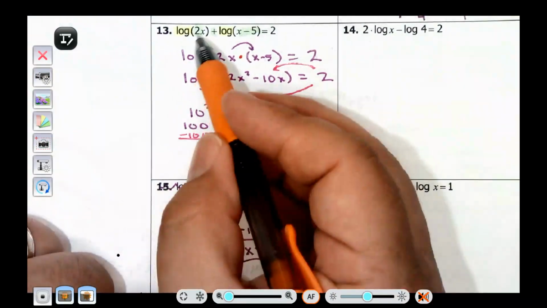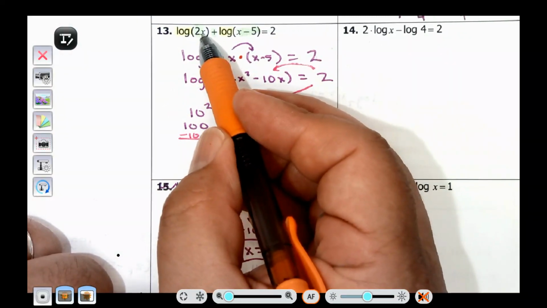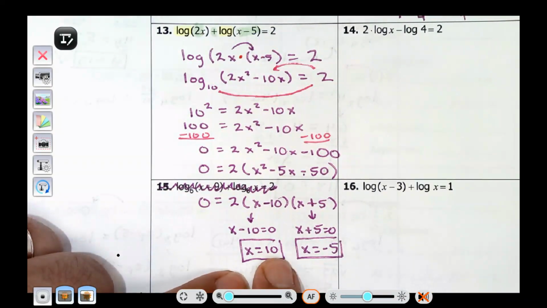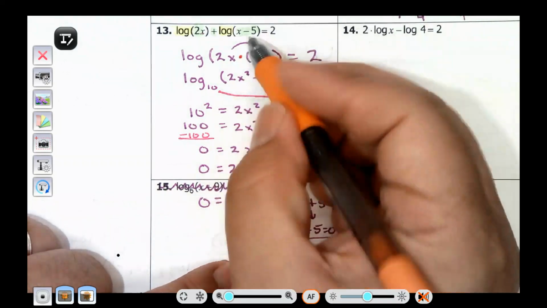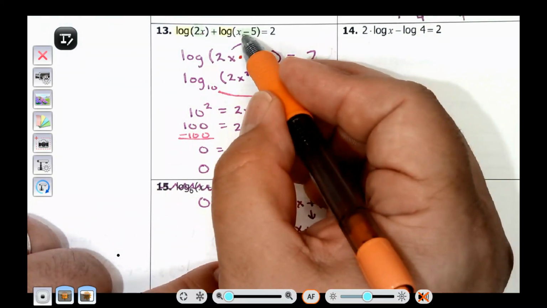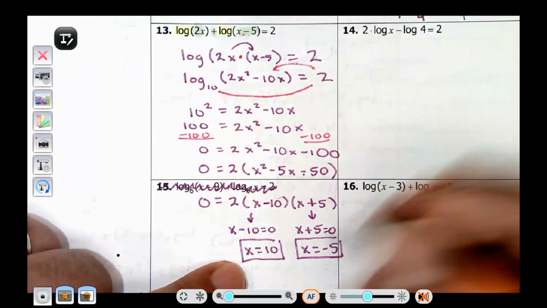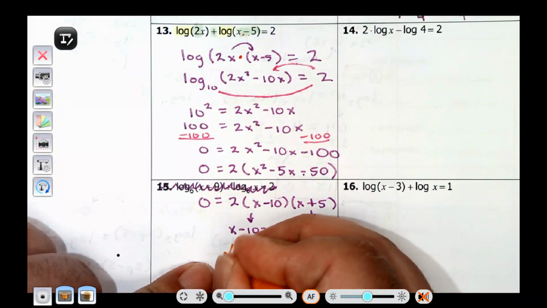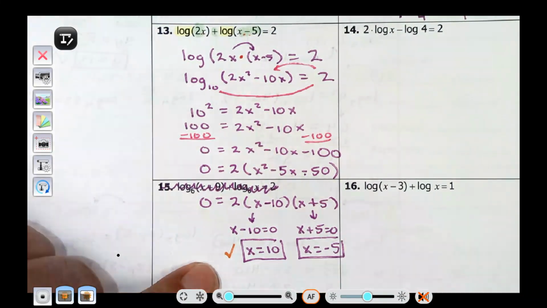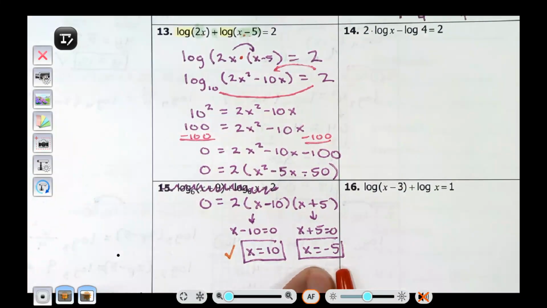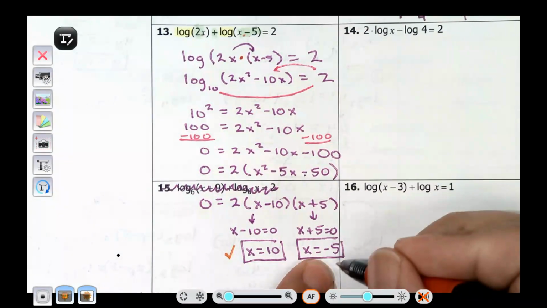When I plug in a 10 here, 2 times 10 is 20. That's positive. We're okay. And then when I take the 10 and I subtract 5, well, 10 minus 5 is positive 5. Everything was positive. This one checks out. All right, we got a negative. Now, that doesn't make it an automatic no, but let's test it out. I've got a negative 5.